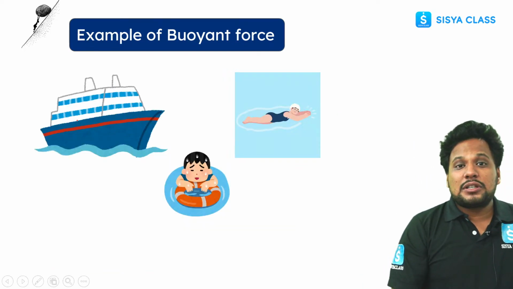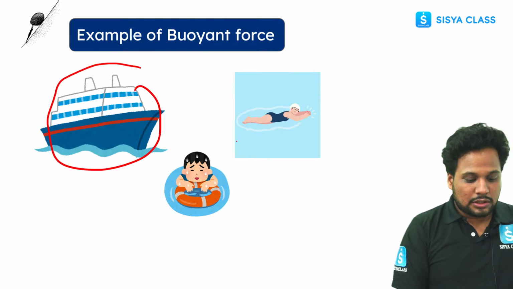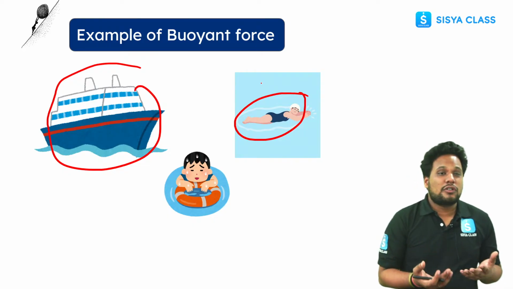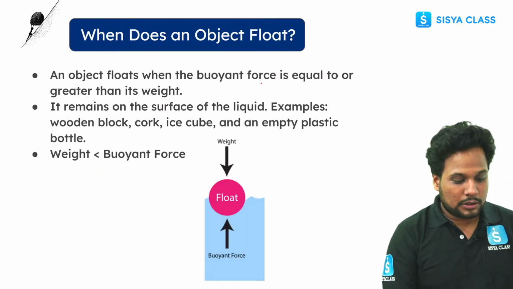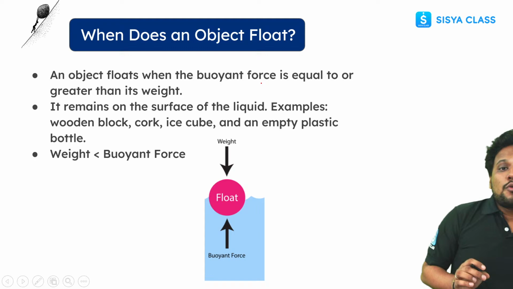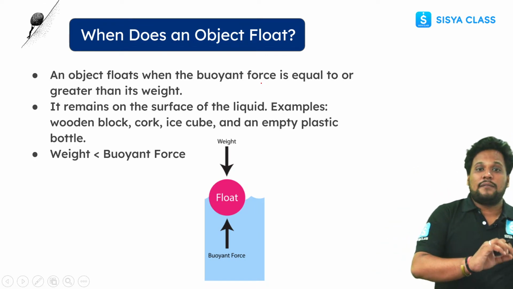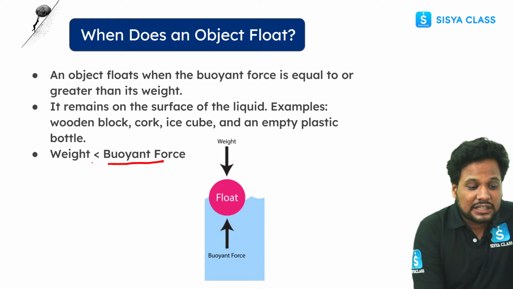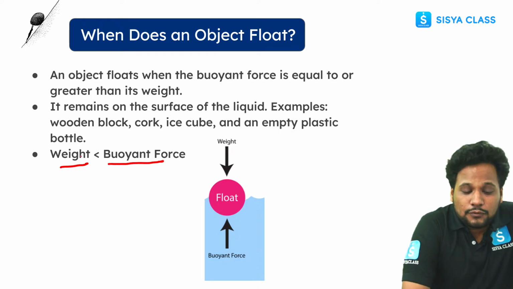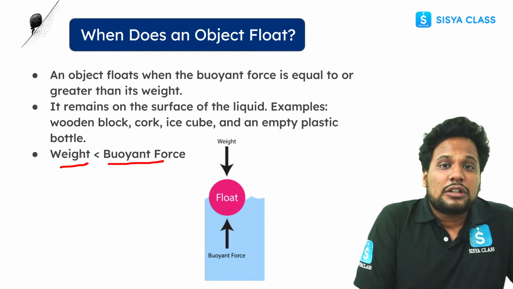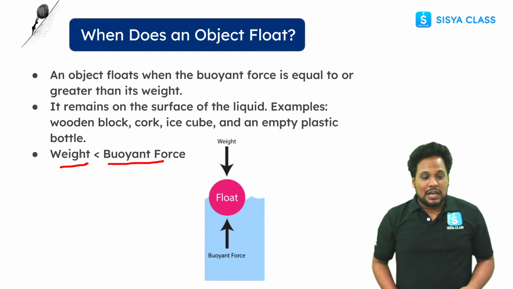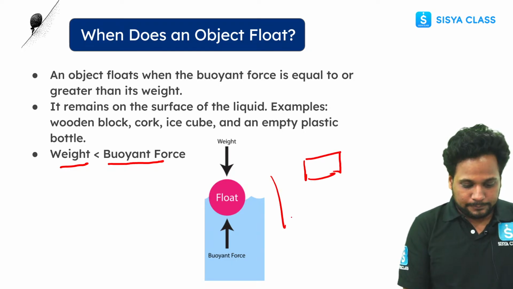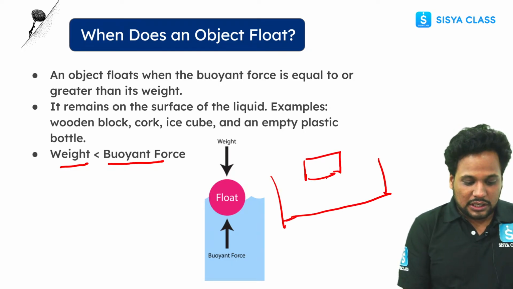Now these are some examples of buoyant force. You can see the ship, and even when a man is swimming, that is also an example of buoyant force. Now we are going to discuss when an object floats and when an object is going to sink. So if the buoyant force is greater than the weight, for sure the object is going to float. This is clear.